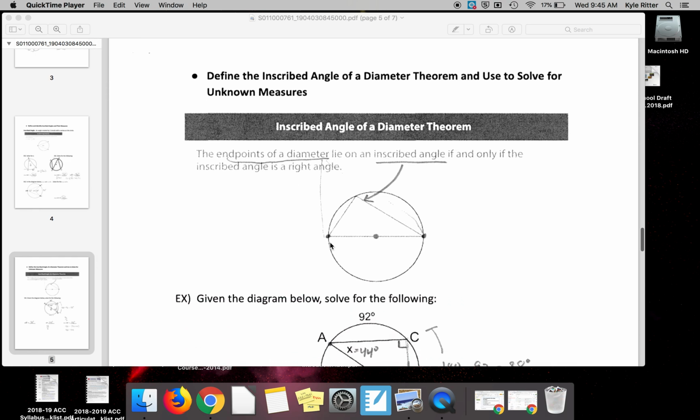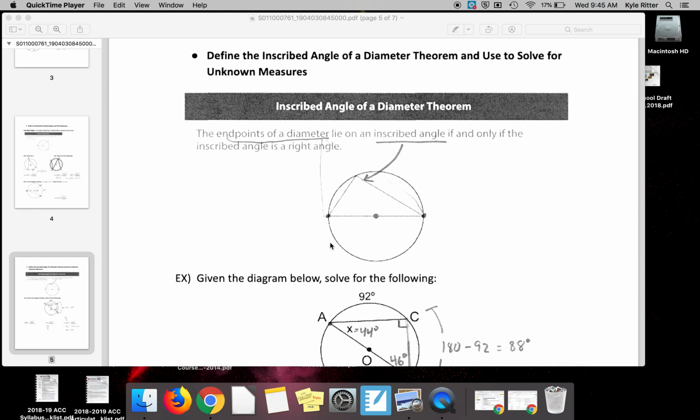One more thing to describe here. There is a special case involving inscribed angles. If an inscribed angle is created by using the ends of a diameter, it will always create a 90-degree inscribed angle. So taking the ends of the diameter to create an inscribed angle, it could be anywhere on the circle, it doesn't matter, it's always going to create 90 degrees.